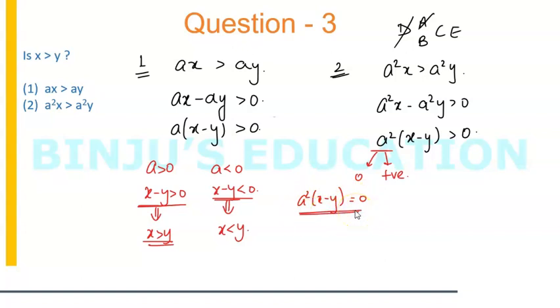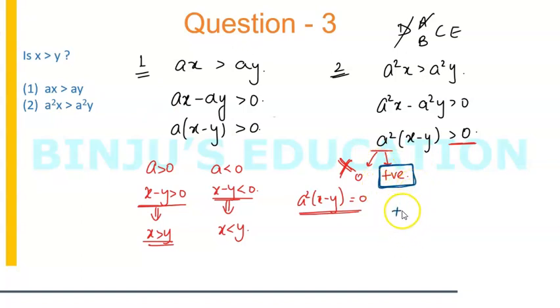Now that will contradict the fact given to us, because it is given to us that A square into X minus Y is greater than 0. So if I take A square to be 0, then this fact will be contradicted, right? So I can't take A square to be 0. This is not possible. It's not feasible. So the only option that I have as far as A square is concerned is that A square has to be positive.